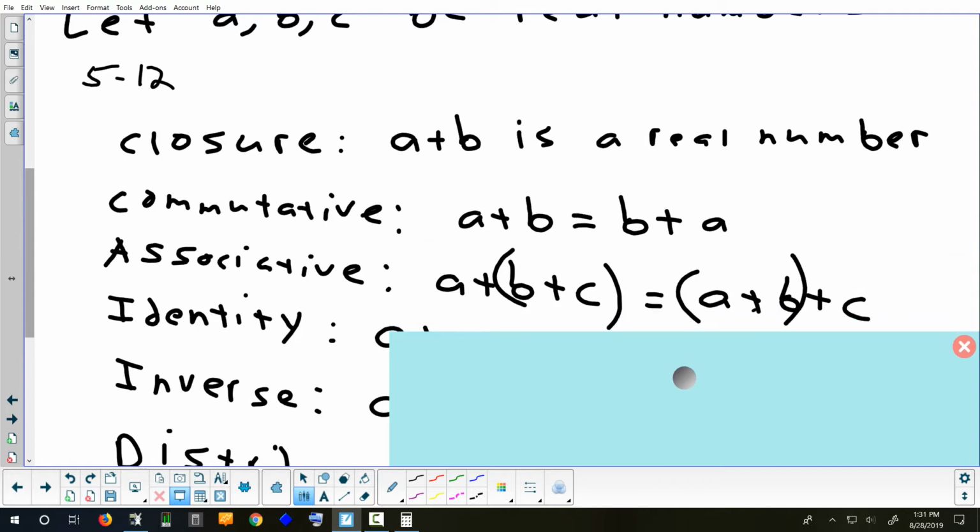And the way we group things in math is with grouping symbols. Could be parentheses, could be brackets, could be a fraction bar. Those are all grouping symbols. So it doesn't matter if you've got three numbers and you add B and C first and then add A, or add A and B first and then add C. Try it with A equals 1, B equals 2, and C equals 3. You'll get the same thing. Right? So again, that's the associative property for addition.